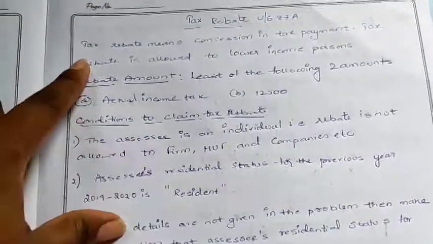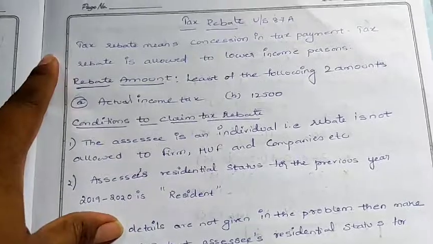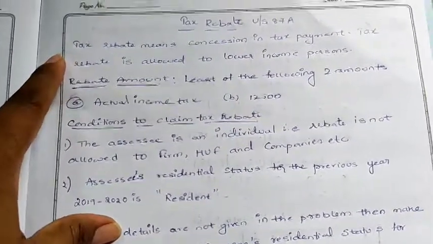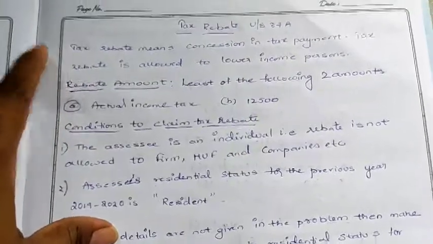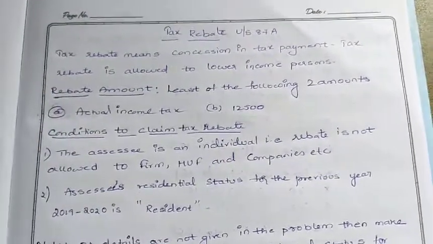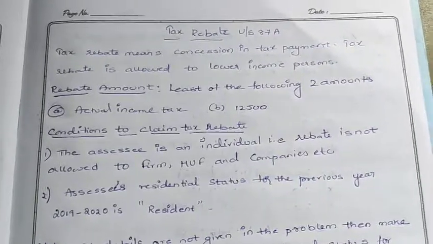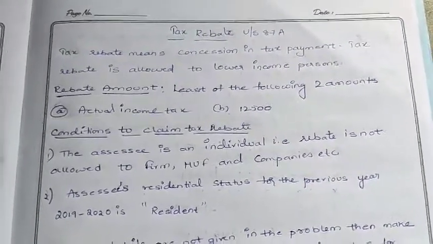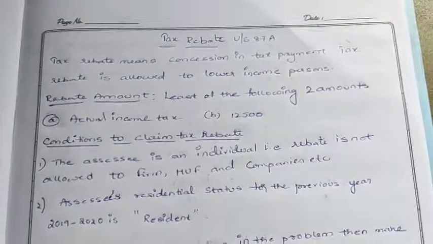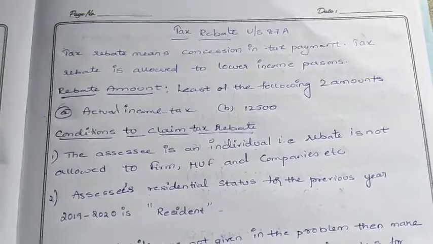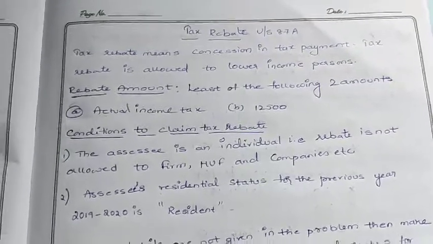So see here, tax rebate means a concession in tax payment. Tax rebate is allowed to lower income persons. So it is just like a discount. Whom are they giving the discount to? The person who is earning a lower income. Nothing but who is earning less income, for that person there will be a tax rebate. Then how much income should be there, what are the conditions and what are the rules over there, those things we are going to see here.